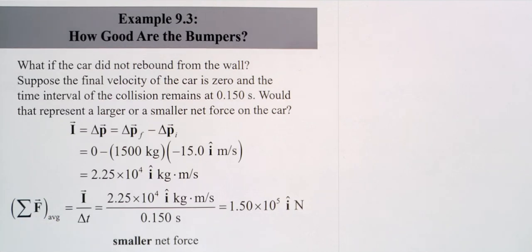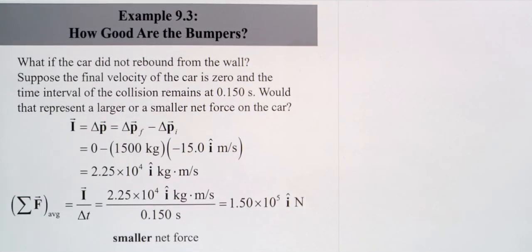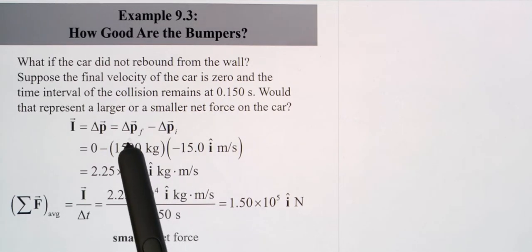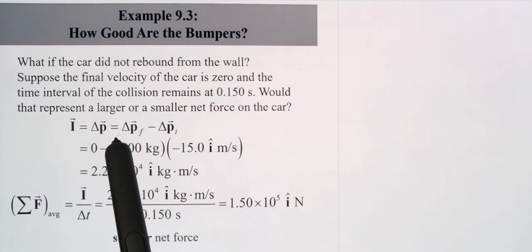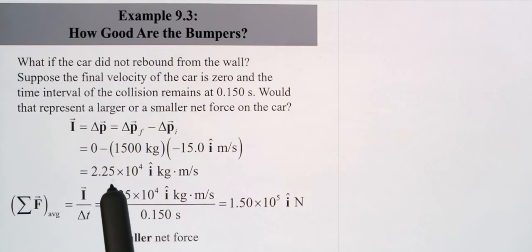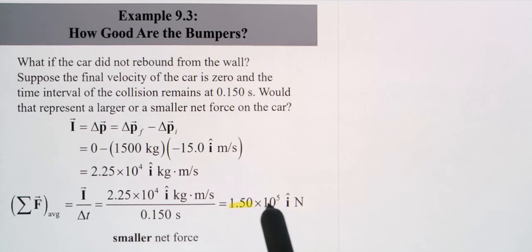So in other words, are we going to create more force or less force? For your surprise, we are going to create less force. So if the car hit the wall and then stuck to the wall, instead of rebouncing back, we are going to create less force. And the reason for that, now P final is equal to zero. So that means the impulse is a little bit less, so change of momentum is a little bit less. So as a result, we will have a smaller net force acting on the car.